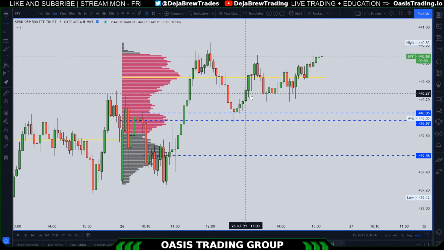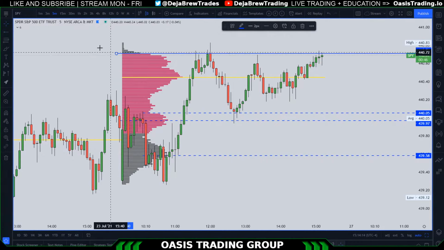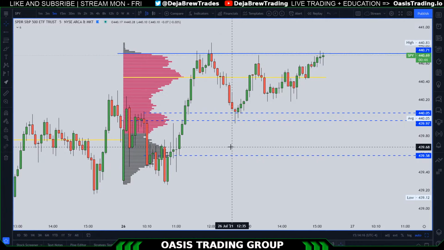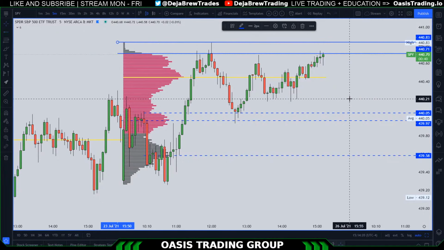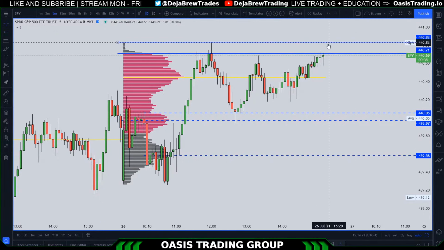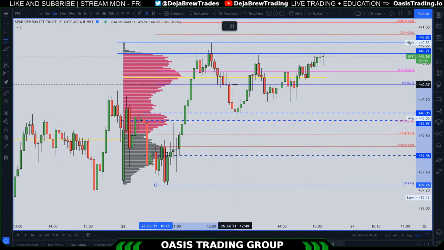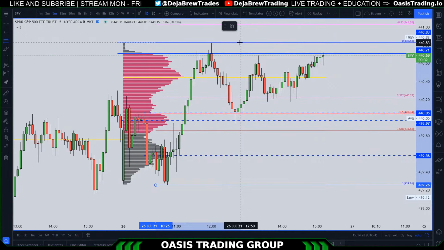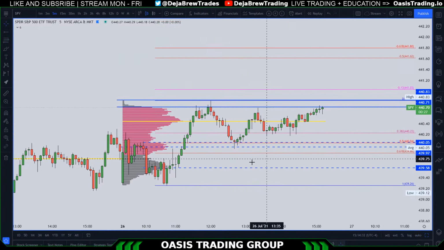So now the only levels that we really care about are the value area high, which would be that level there. And then we have the high of the day, which would be that level there. So once we break out of that zone, like I said, there's no value above us because it is all-time high. You would have to grab a Fibonacci.